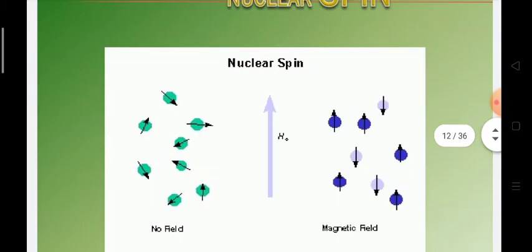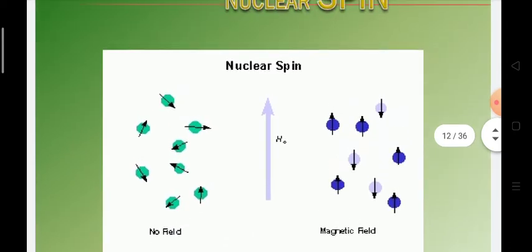Nuclear spin. We are all familiar with electron spin from our vector atom model, which says that electron has two spin values, plus half and minus half, representing the clockwise or anti-clockwise rotation. Similar to the electron spin, nucleus also has a total spin value because of protons and neutrons.